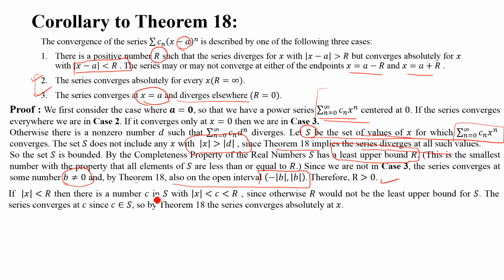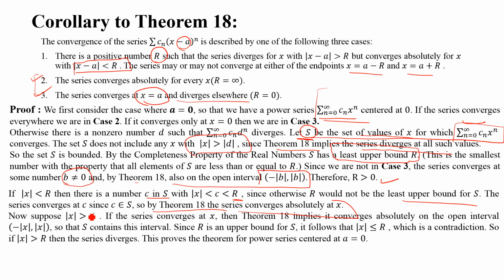Then there is a number c in S. S is the set of the points where this series is convergent. If the absolute value of x is less than R, then there is a number c in S such that the absolute value of x is less than c, which is less than R, because R is the least upper bound. Otherwise R would not be the least upper bound. The series converges at c since c belongs to S. So by theorem 18, the series will converge absolutely at x.